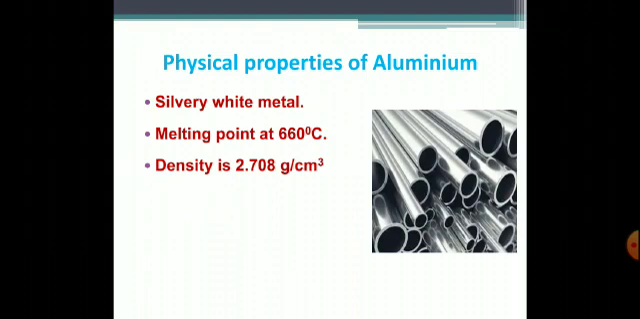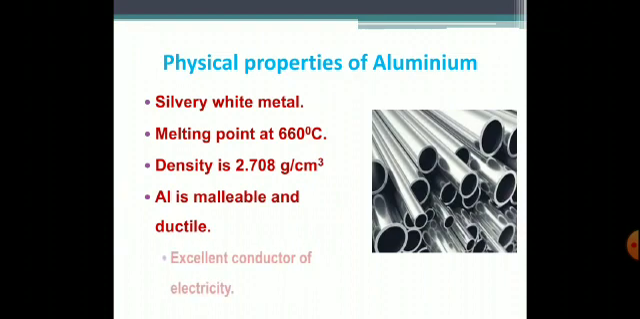Aluminium is a metal. Usually metals have the properties of malleability and ductility. Ductile means it is capable of being pulled into thin wires. Malleable means it can be hammered into thin sheets.